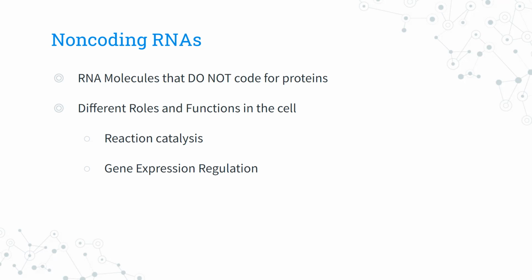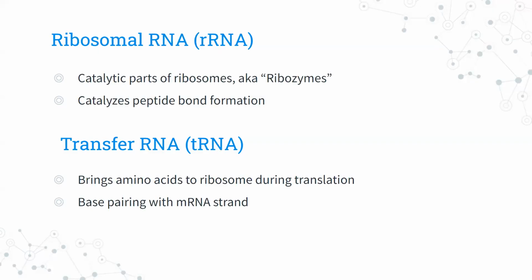The two major ones that we cover are reaction catalysis, because the ribosome has an enzymatic part, which is actually what's translated, so it's the ribozyme, and then also gene expression regulation. So ribosomal RNA, just talked about it, is the catalytic part of ribosomes. And then transfer RNA is another common one that I actually just mentioned while Van was talking about the trp codon or the trp operon. It brings amino acids to the ribosome during translation, and it's complementary to the mRNA strand.